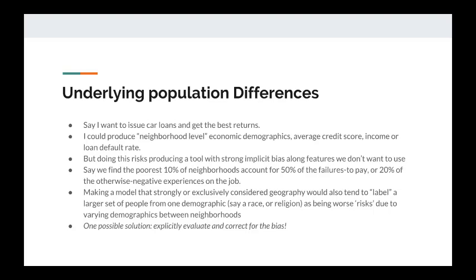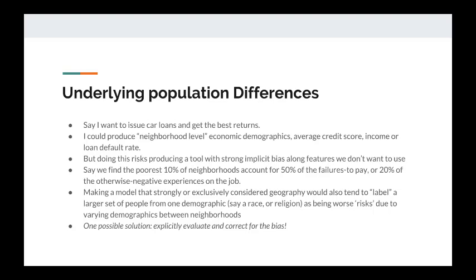So, say I want to issue a car loan. I want to get the best return. So I have all this data on people, and I know everything about them. And let's say that I even know stuff that I wouldn't want to use, like race and gender and all the other things that you wouldn't want to put in an algorithm because you'd end up with this obvious bias. But if I just optimize returns, and I'll show an example of this in a second, this strongly risks producing a tool with really implicit bias along features you don't want to use.